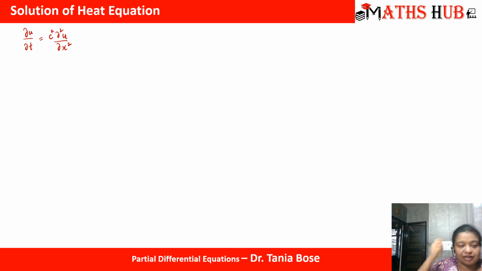So you can see that. Let's understand what are these parameters. U is the temperature of the bar, T is the time T, and X is the length along the X axis, right? So what are the initial conditions to solve the heat equation?